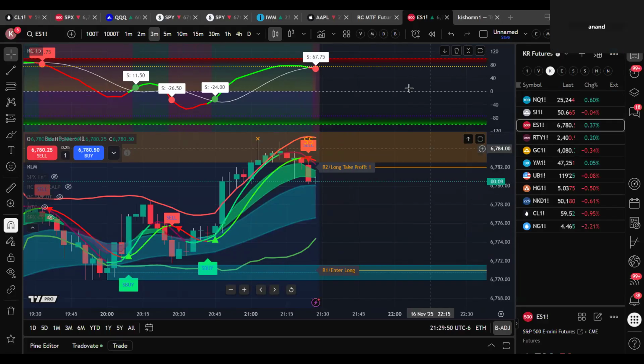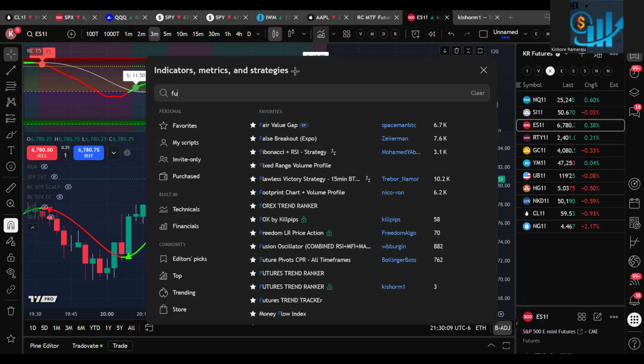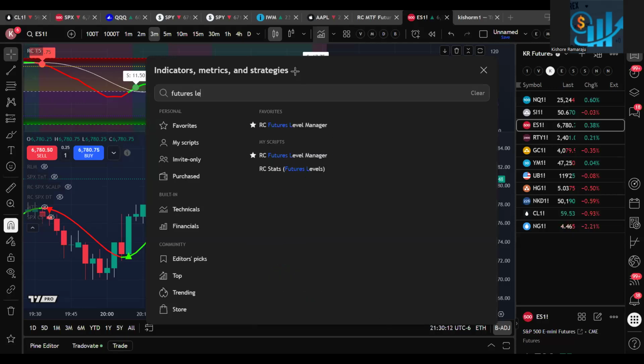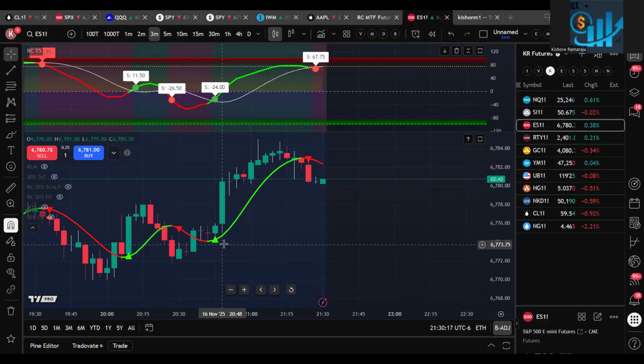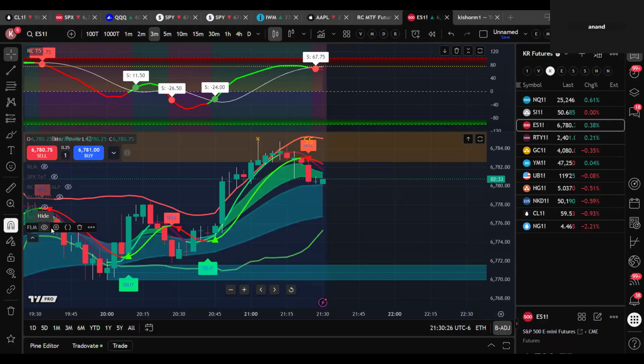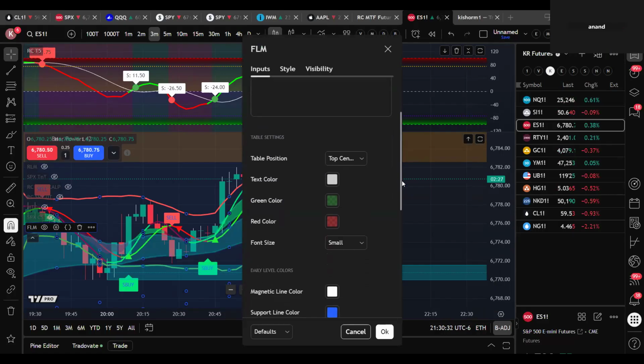Got it. Thank you. And one more thing in the FLM, there is a table it shows, but I'm not sure what that table in FLM setting is. I'm not seeing that table. There is nothing. It says table position in FLM. I'm not seeing any table out there. Yeah, the one that says table position, top central, table right.